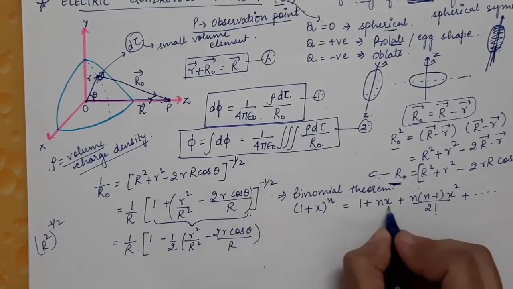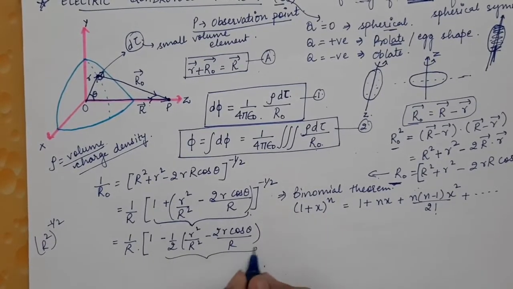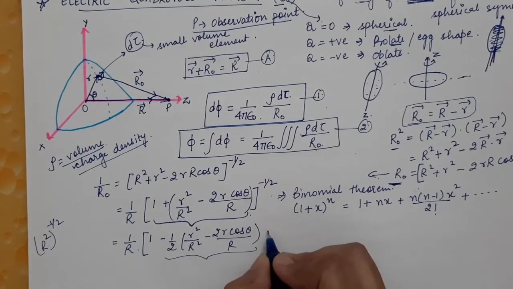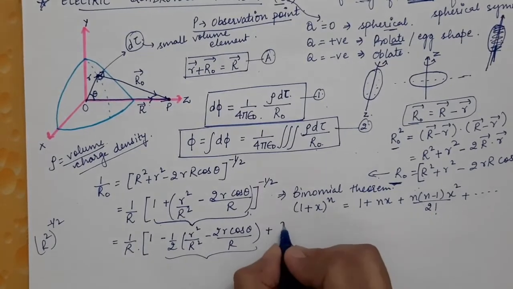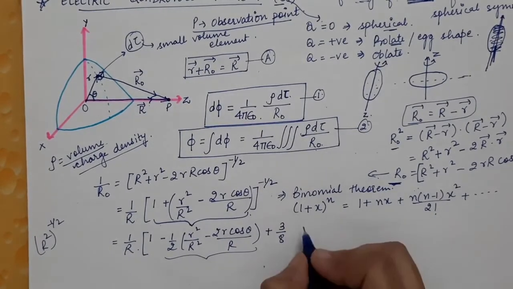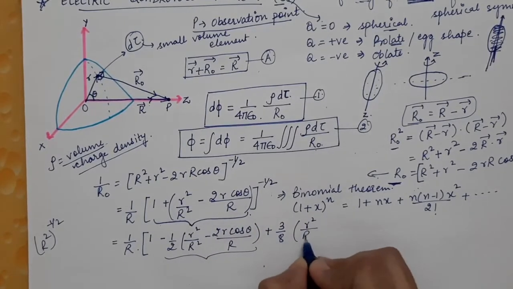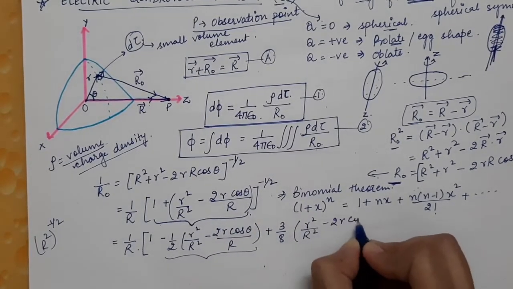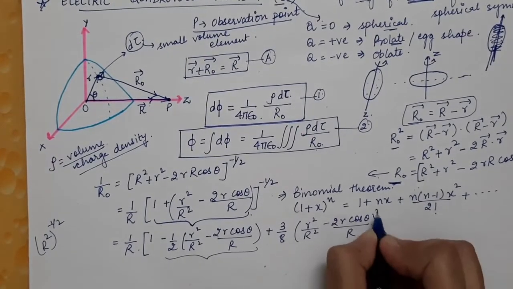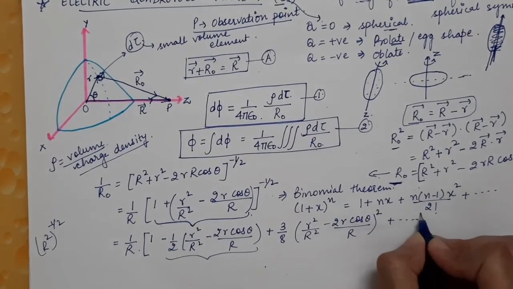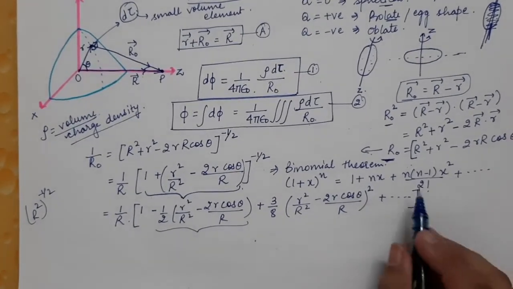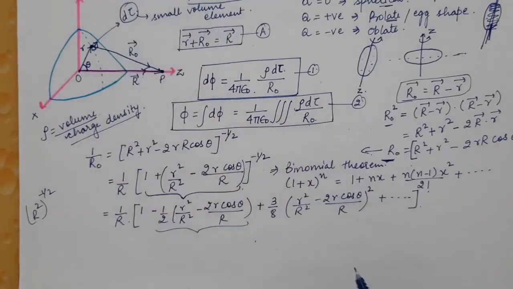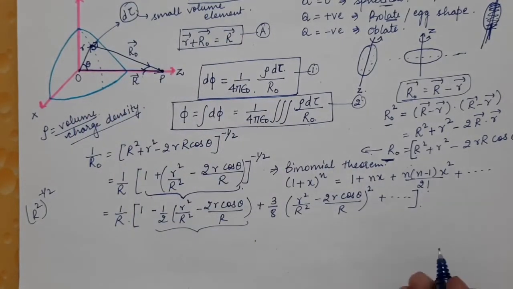So this is the first term, n times x. Then the second term will be n into n minus 1 divided by 2 factorial, that will come out to be plus 3 by 8. Then x square, now x we have these whole terms, this will be r square by capital R square minus 2r cos theta by capital R, whole square, and so on. We do not need the further terms, because we just want the electric quadrupole moment from this derivation.